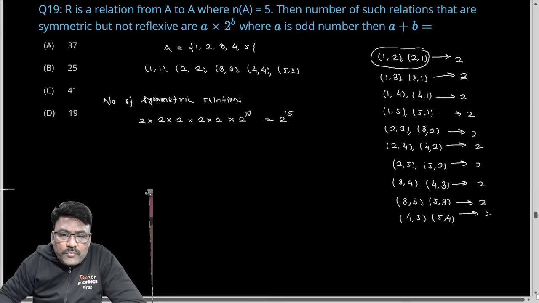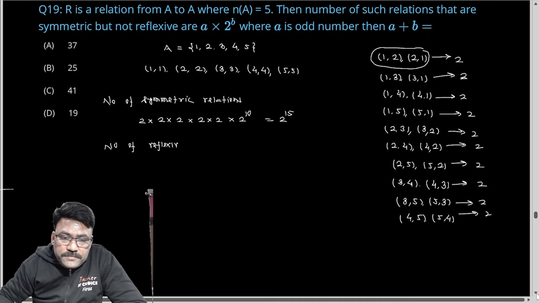Now, how many relations can you form which are reflexive and symmetric both?